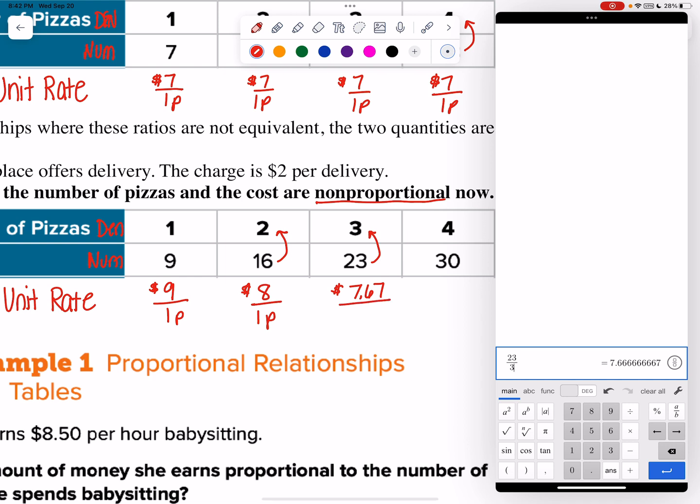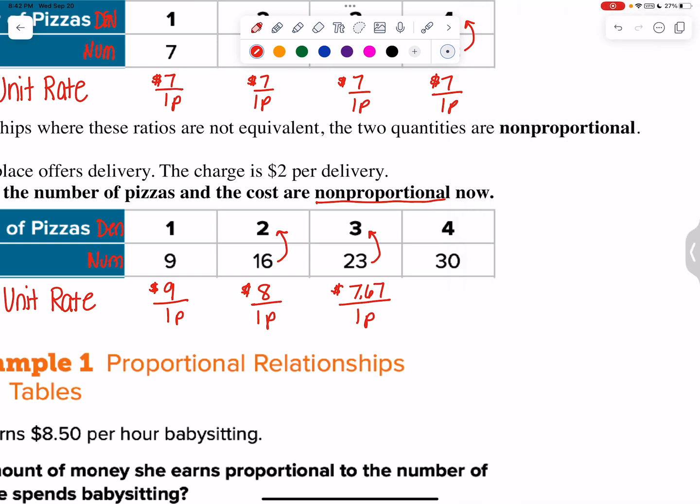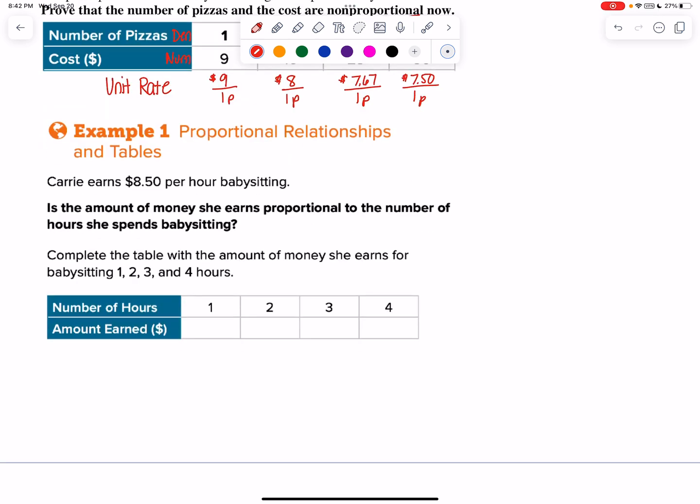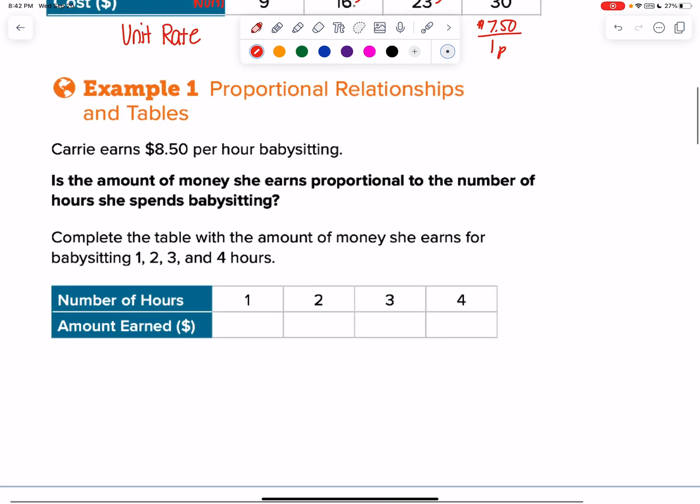7.67 rounded per pizza. And then our last one is 30 divided by 4, and we get 7.5, which as money is $7.50 per pizza. Okay, so you can see the unit rates are different. That means these are not proportional. It's not a proportional table anymore. Okay, all right, let's go ahead and continue testing out some things here.